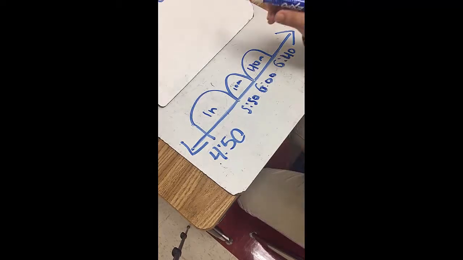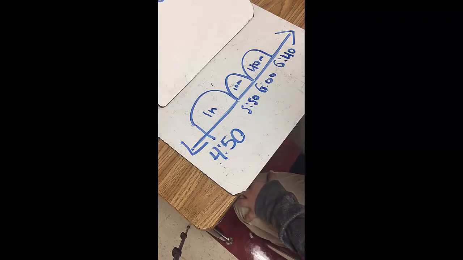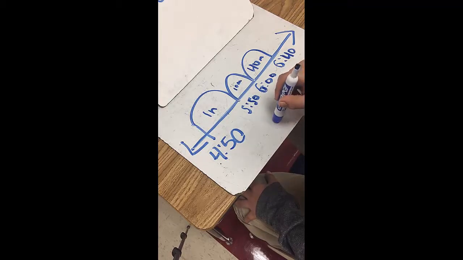Because when you add like that, you have to add the ones first, then you add the 10, then the hundreds. But then on the number line, you don't have to add by the ones, the tens, or 100. You could add them however you want.